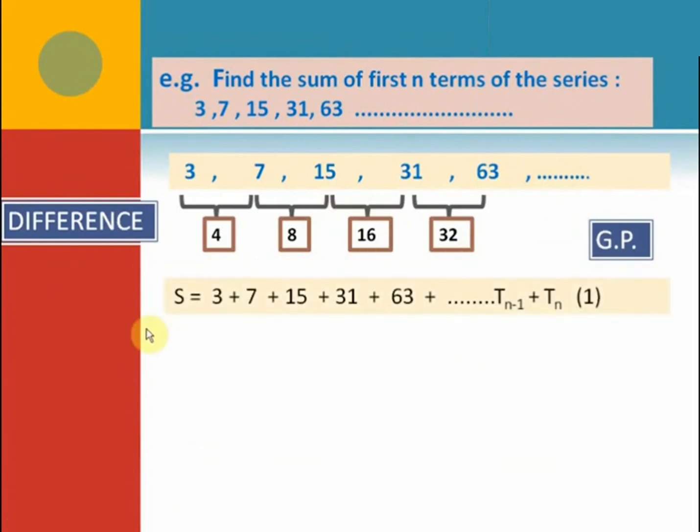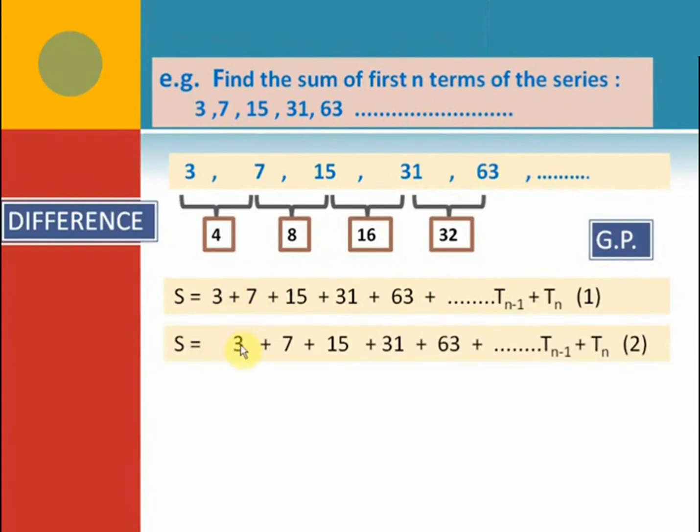Now once again what we are going to do? We are going to write S equal to 3 plus 7 plus 15 plus 31 plus 63 and so on up to T of n minus 1 plus Tn, and let us say that this is equation number 1. We are going to write this equation once again such that 3 coincides with 7, 7 coincides with 15, 15 coincides with 31 and so on till Tn minus 1 coincides with Tn.